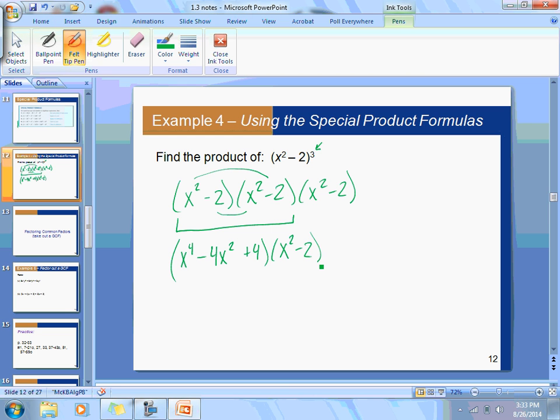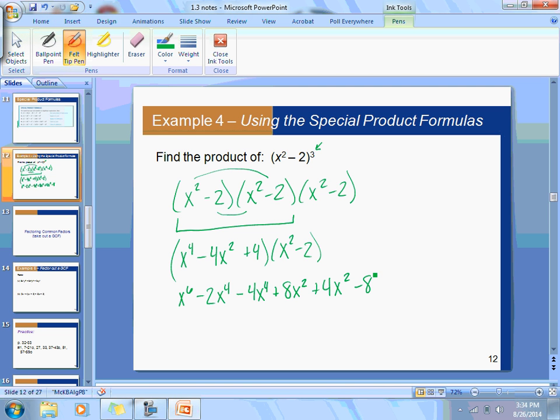So here you do want to do the repeated distribution. So you're going to have x to the fourth times x squared, so that'll be x to the sixth. And then x to the fourth times a negative 2 is negative 2x to the fourth. And then you're going to multiply the negative 4x squared by both of those terms. So you'll have the negative 4x to the fourth, and then you'll have a plus 8x squared. Then you take the 4 and you multiply it by both of the terms in the last binomial. So you have 4x squared minus 8.